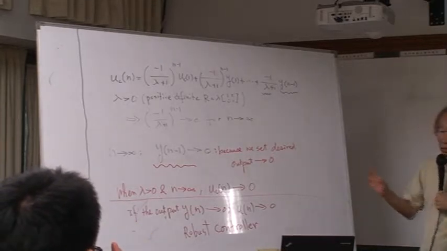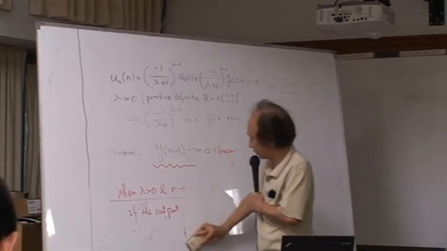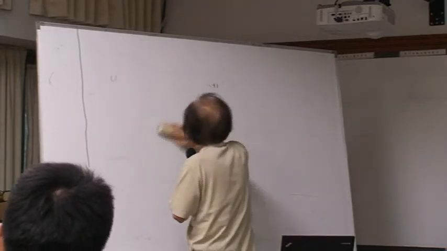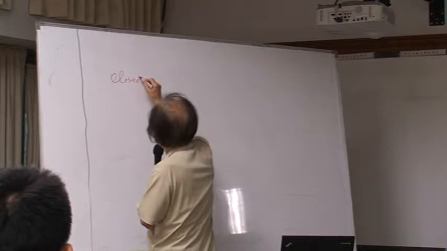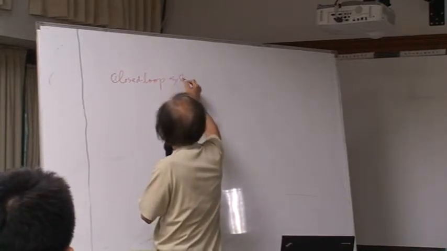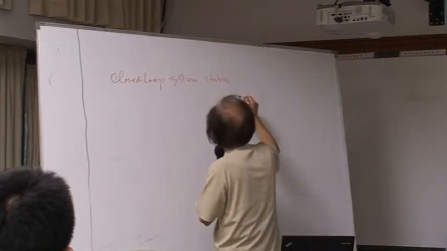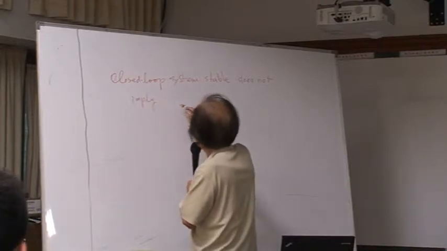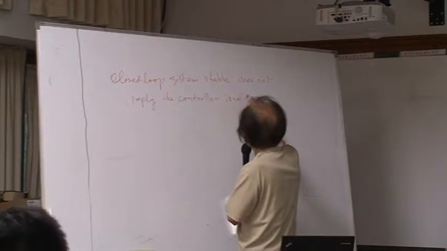There are many cases where the controller itself is not stable, but your closed loop feedback system is stable. We make a little remark here: closed loop system stable does not imply the controller itself is stable.